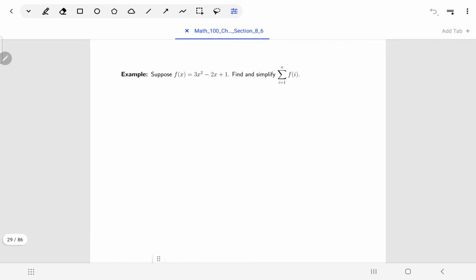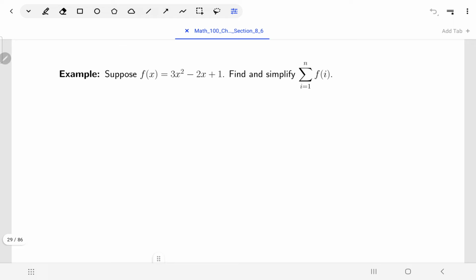So that means that we could tackle problems like the following. We've got this function 3x squared minus 2x plus 1, and we want to find our summation of f of i. So f of i, that'll be the value that we get when we put i in for x, and i is going to take on the values from 1 all the way up to n. So basically we're looking at f of 1 plus f of 2 plus f of 3 and so on all the way up to f of n. So let's get ourselves started.